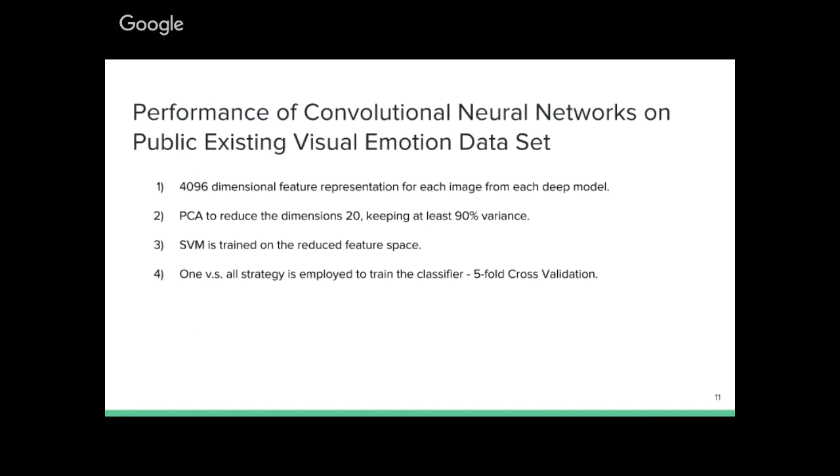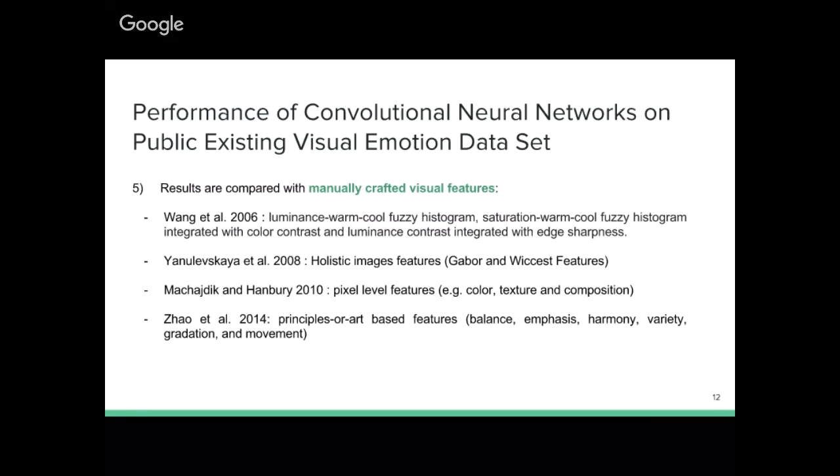So they wanted also to see the performance of the approach on other existing data sets. What they do again is they follow these steps. They extract the features, apply the PCA, train the SVMs and do a cross validation approach. The ones that they selected to compare the results are these 4.